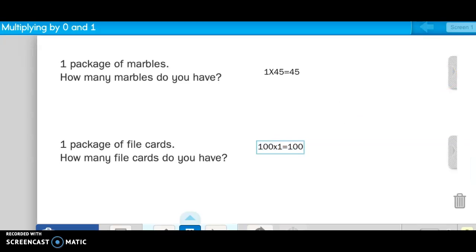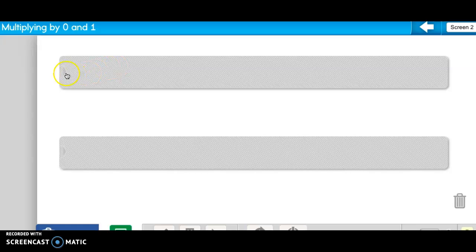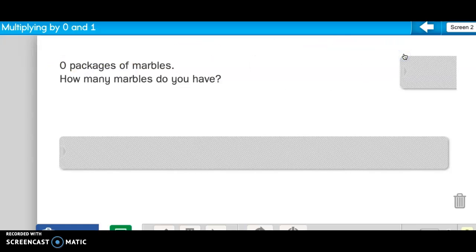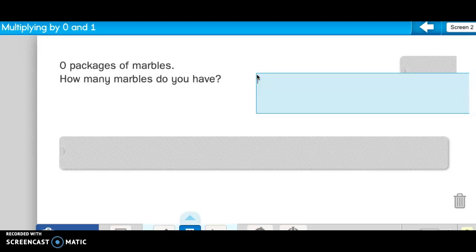The next one we're going to look at is the zeros. So I want you to look over there in the dollar store poster, and it says, what if I'm buying 0 packages of marbles? There are 45 marbles in a package. So I have 45 times 0 equals 0. If I bought no packages of 45, I would have no marbles. You could think of it as well as 0 times 45 is 0.